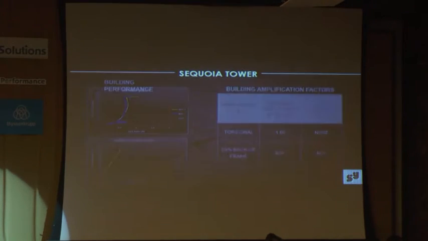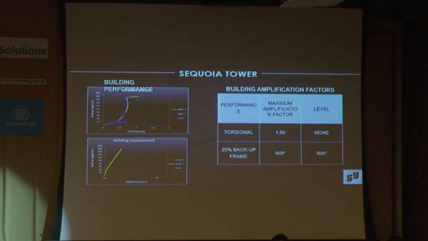Next, please. Okay, so the building performance was checked for both interstory drift and building displacement. This is within the code limits. For the building amplification factor for torsion, there is none. But since the structure was designed using the performance-based method, the 25% backup frame requirement by the code was not needed.